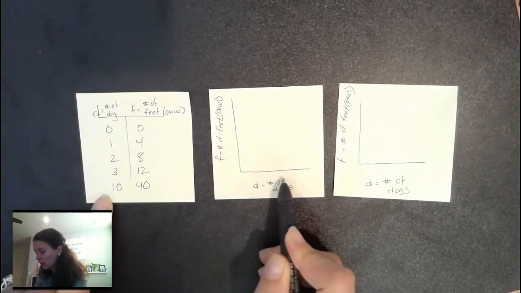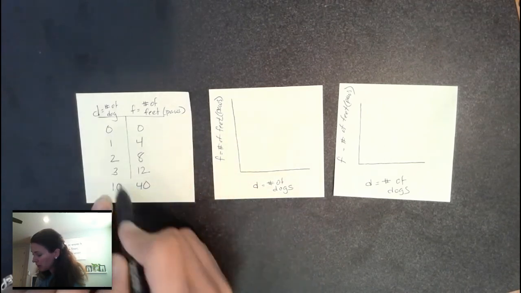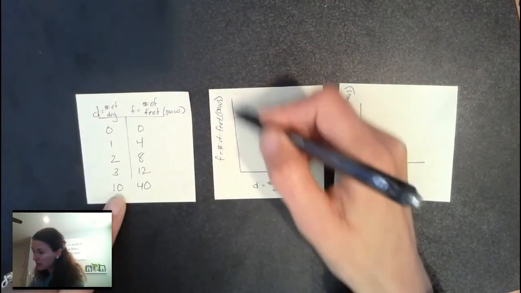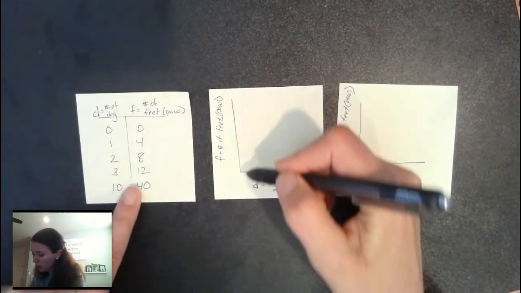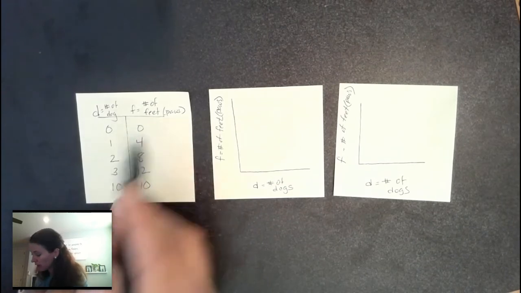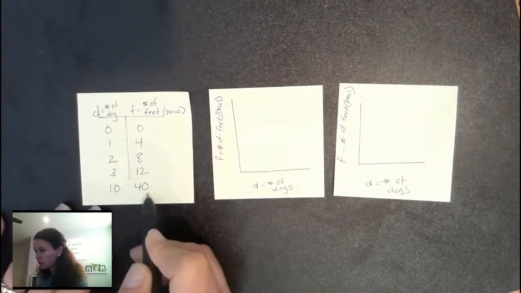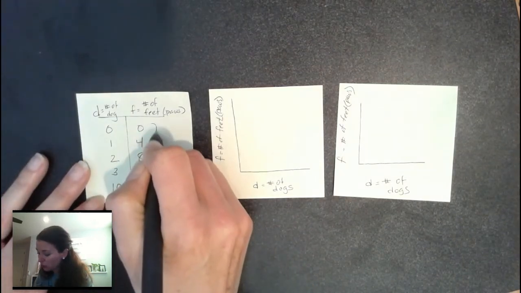Your input, your independent variable, goes on the x-axis. And this is the output, the dependent variable. So this in general is your x, this in general is your y, but instead of x and y, they use D and F. So 0 dogs give you 0 feet and 10 dogs give you 40 feet. I don't have to include all the points, but I need to include at least 3.